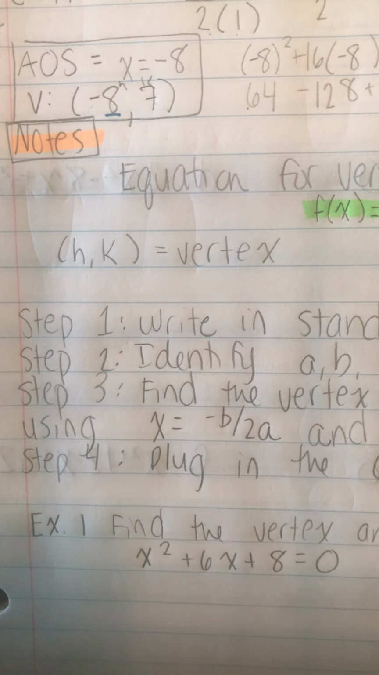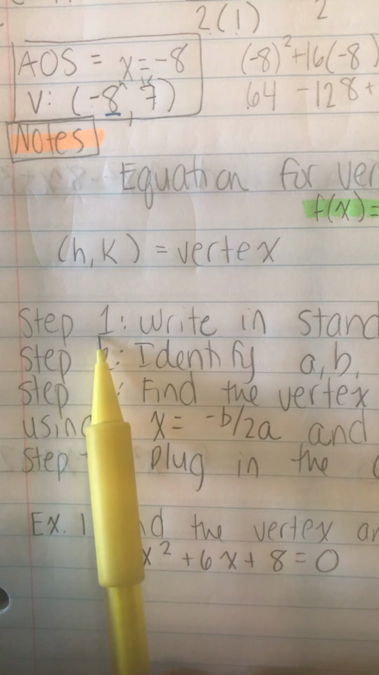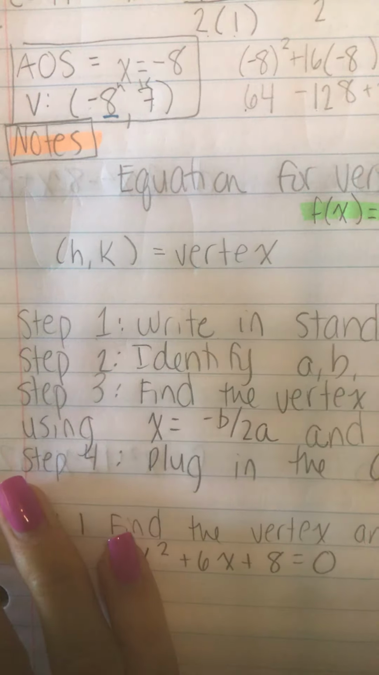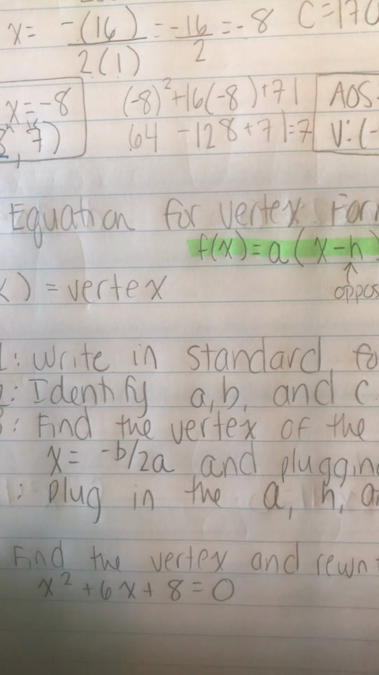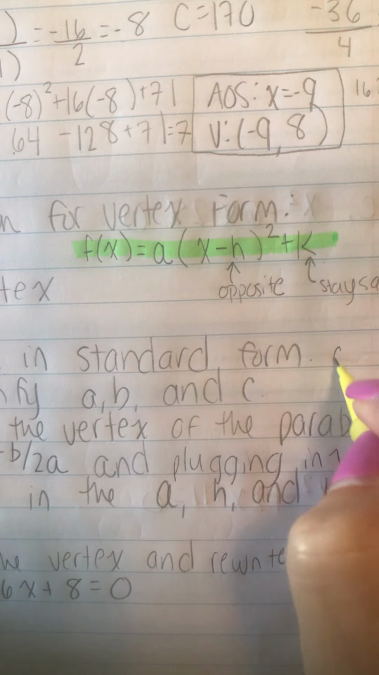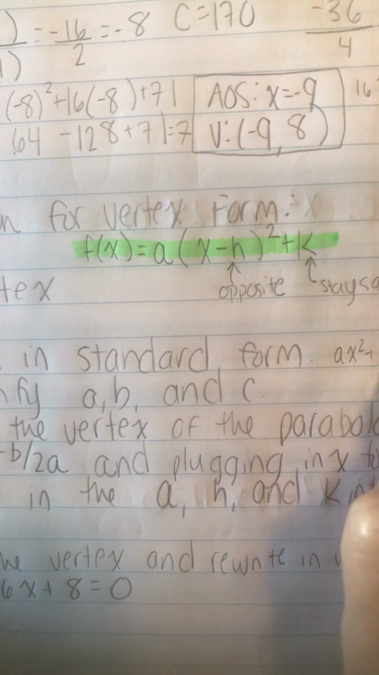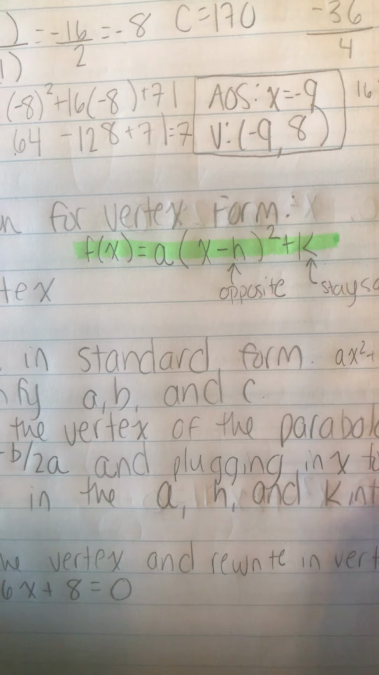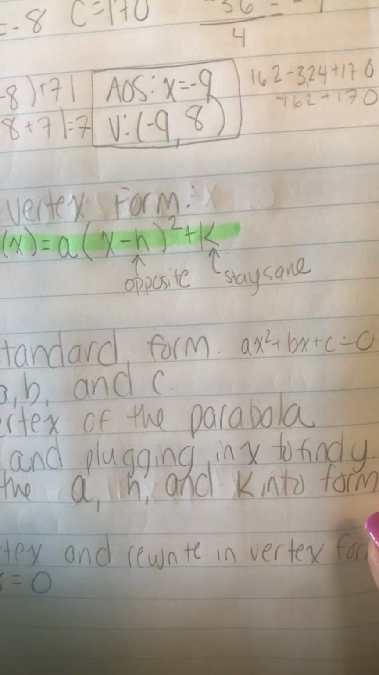So, how are we going to be doing this? Well, you have these steps written down, so we're just going to read them. Step 1, we write it in standard form. So what is standard form? That means when it's in order from highest exponent to lowest exponent.